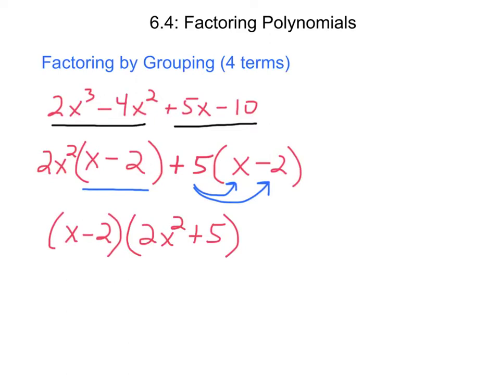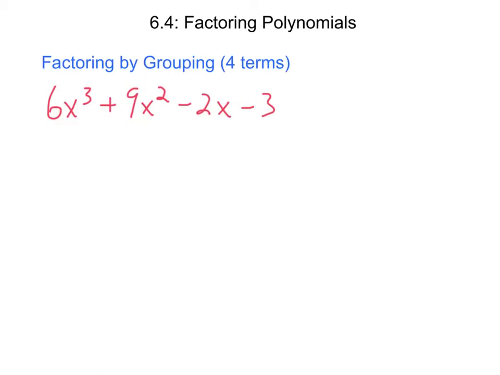And now notice that we have a FOIL multiplication problem down here, which remember is what we're trying to do when we do this kind of factoring, is to write it as a multiplication problem. So this is now factored, and that would be your answer.